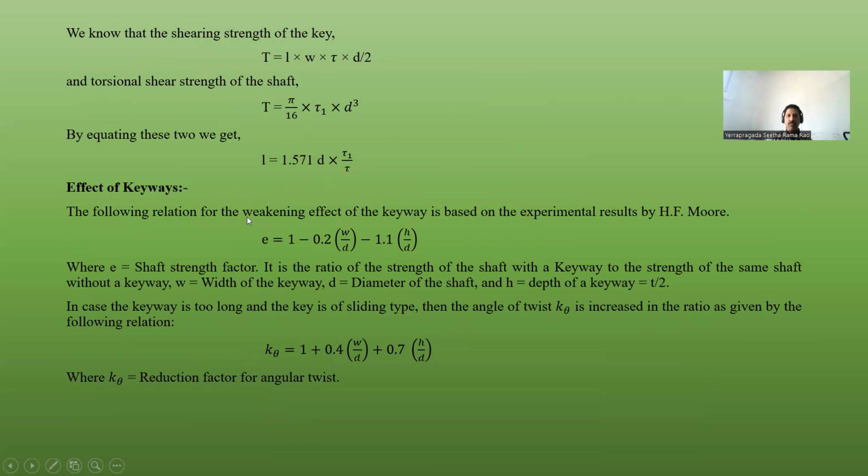For the effect of the keyway, we have a relation based on the experimental results by Murray: e equal to 1 minus 0.2 into W by d minus 1.1 into h by d, where e is the shaft strength factor, W is the width of the keyway, d is the diameter of the shaft, and h is the depth of the keyway, which is taken as half of the thickness of the key. If the keyway is too long and the key is of sliding type, then the angle of twist can be increased in the ratio k theta equal to 1 plus 0.4 into W by d plus 0.0 into h by d, where k theta is the reduction factor for the angular twist. These are the relations that we are using for keys.